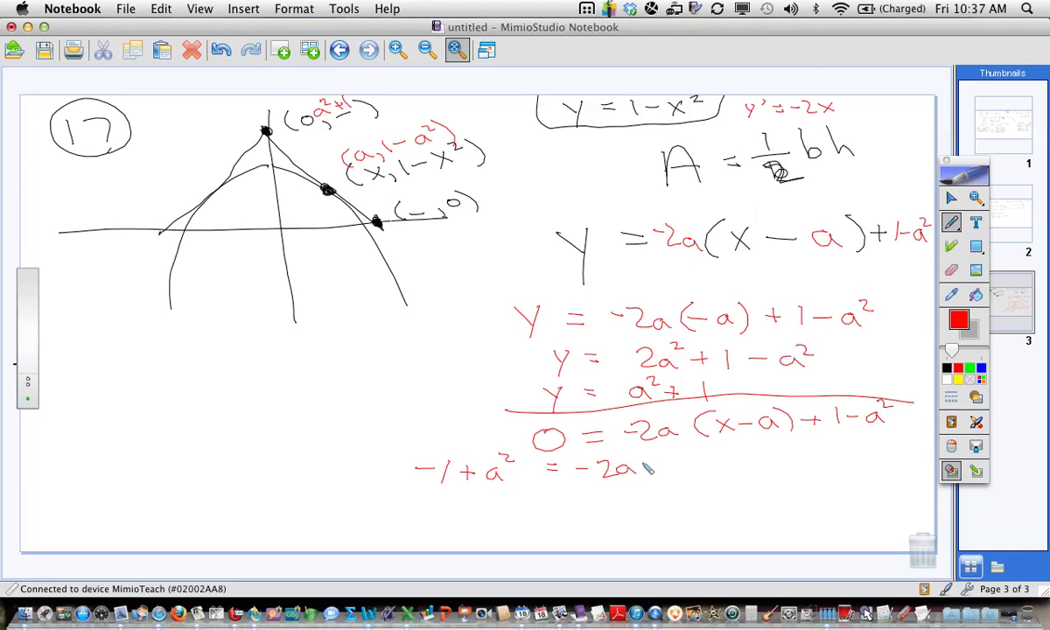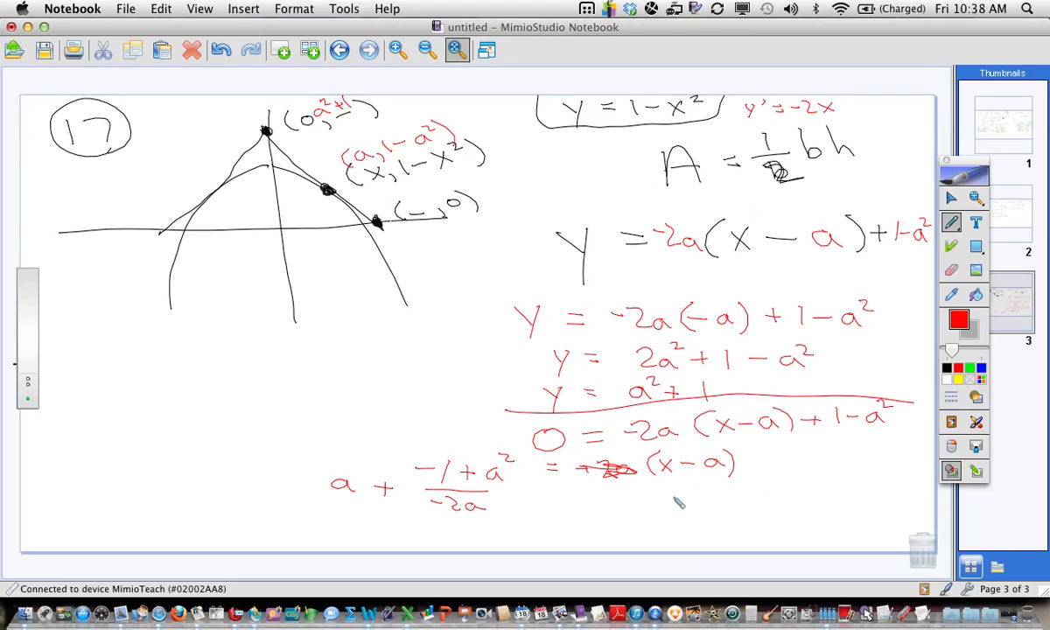I mean, yes, I could have distributed. You might be right, that might have been smarter. Okay, we got that. Then we could divide by negative 2a. Right? And then what? Add a over. Now we're going to have to get a common number. All right, so what would that be?